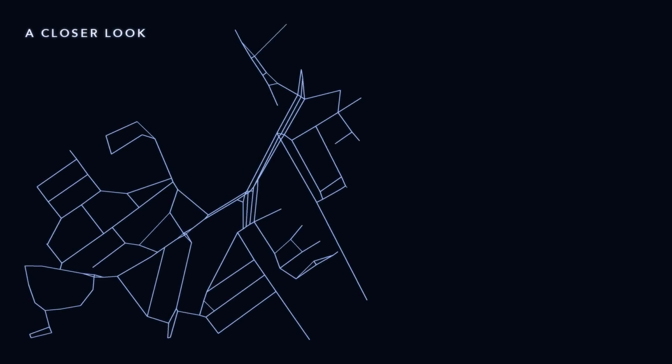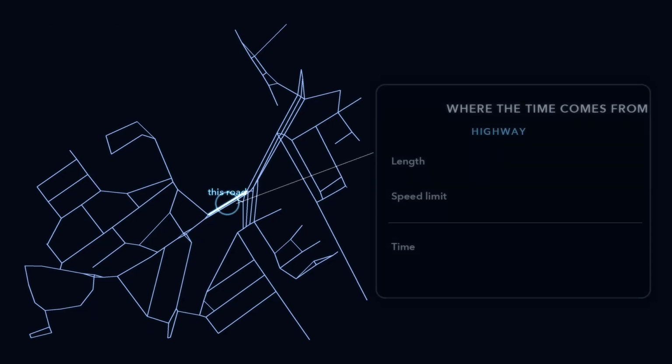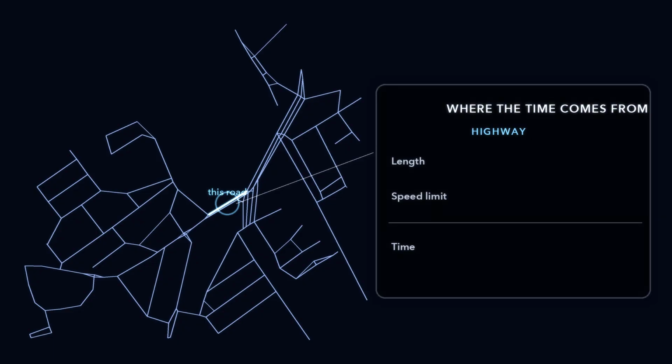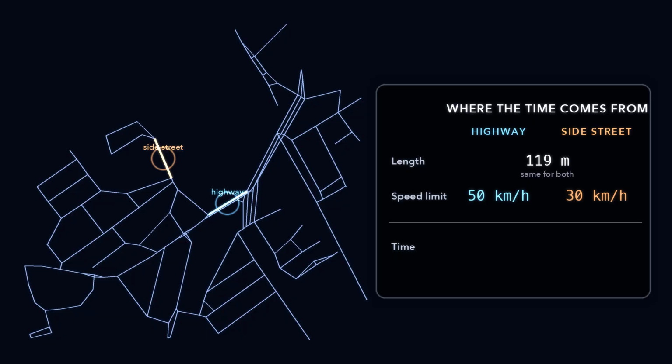Okay, until now we made one big simplification. We pretended every road moves at the same speed, but real roads are messier than that. Where does that time even come from? It's built from a few things. How long the road is, and how fast you're allowed to drive it. A highway and a narrow side street can be the same length, but take very different times. Length divided by speed gives you time.